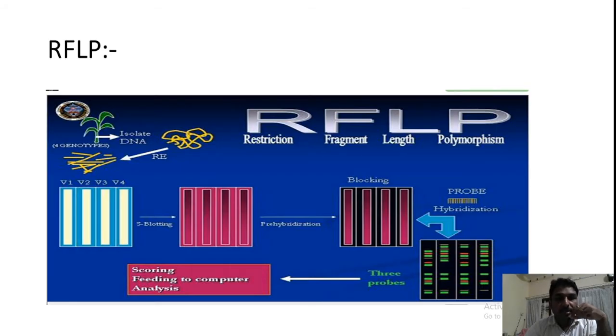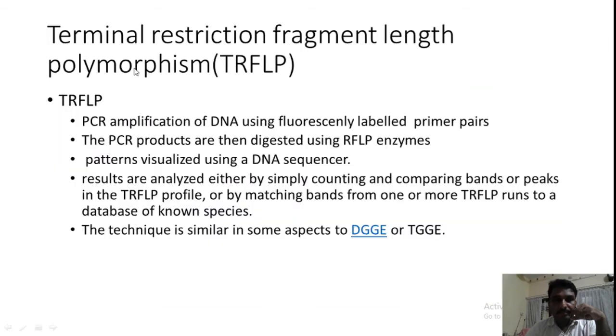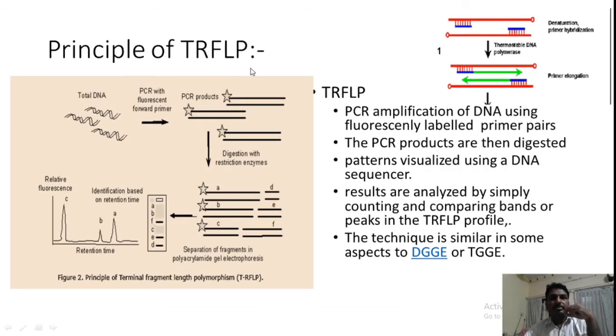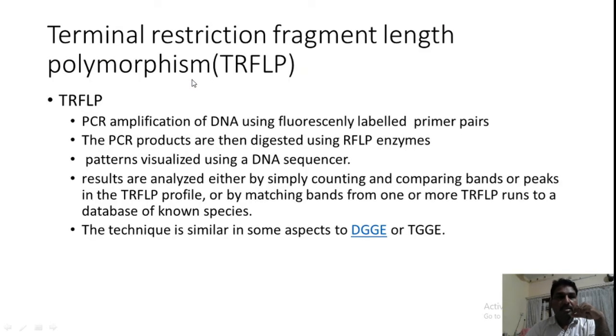Hello students. From the previous sessions we have studied about RFLP, and from that we could understand that this is a tedious process because it requires a lot of steps like Southern blotting, blocking of the paper, pre-hybridization, then hybridization, etc. So RFLP altogether is a tedious process. So a modification of it is present. Now I'm going to discuss TRFLP. TRFLP means terminal restriction fragment length polymorphism.